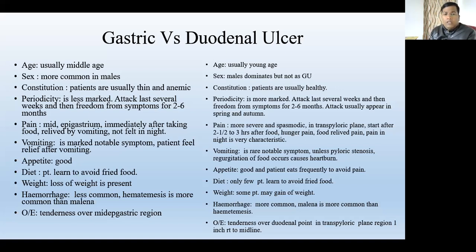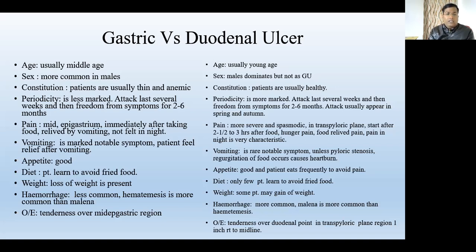Vomiting is a marked, notable symptom. The patient feels relief after vomiting, so that is associated with gastric ulcers. Vomiting is rarely a notable symptom in duodenal ulcers unless pyloric stenosis is there. Regurgitation of food occurs, which may cause heartburn in the case of duodenal ulcers. The appetite of the gastric ulcer patient is usually good, while the appetite with the duodenal ulcer is also good, and the patient eats frequently to avoid the hunger pain.